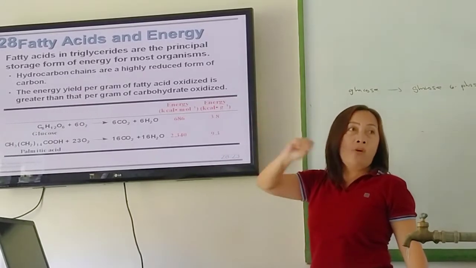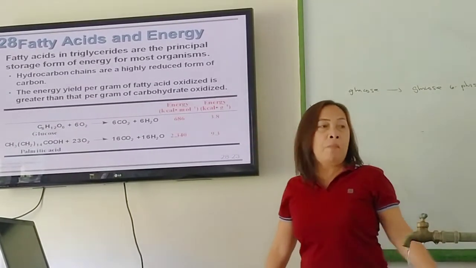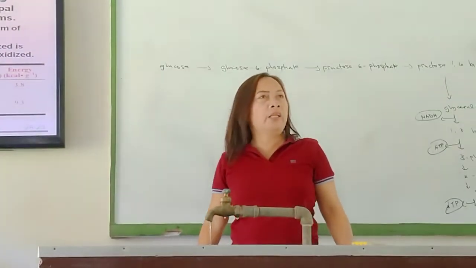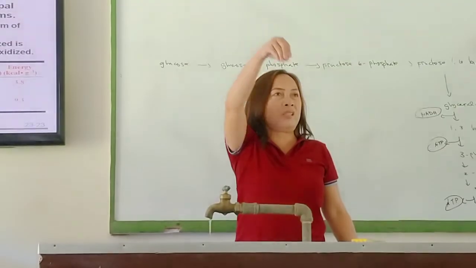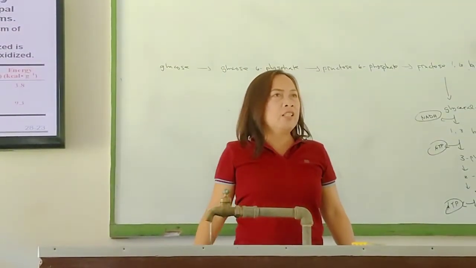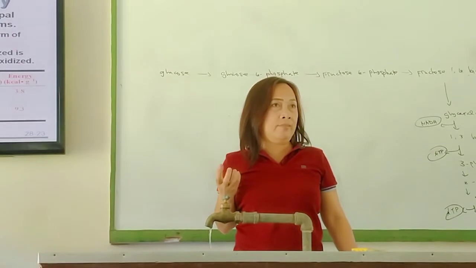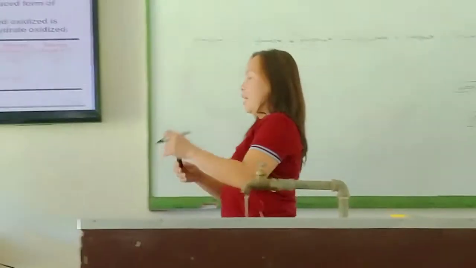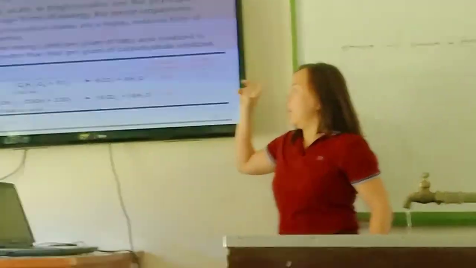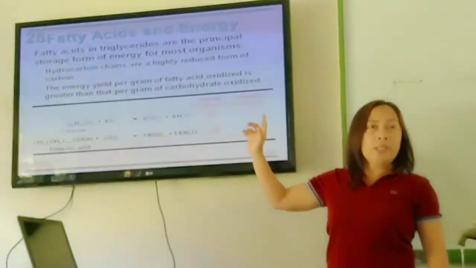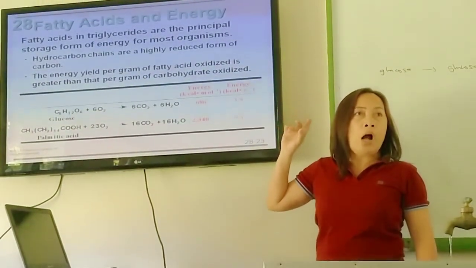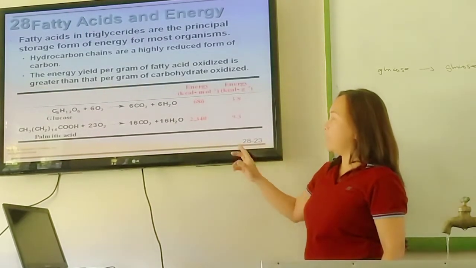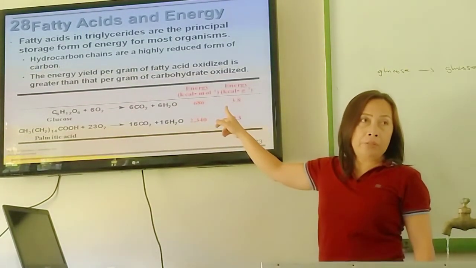So it can give you more. Grabe, the pizza. And cheese. Grabe. So how many kilocalories do you gain? It will make you fat. Because every molecule of fatty acid can give you around 3 times more ATP or energy than the carbohydrates or the glucose.